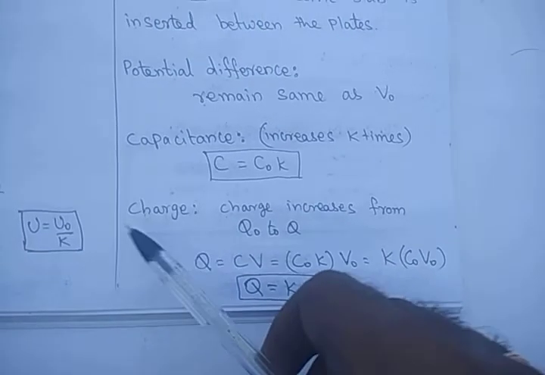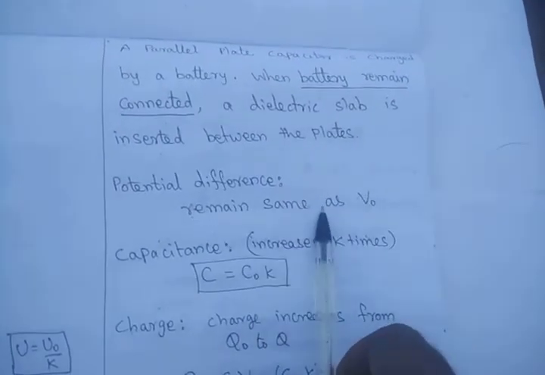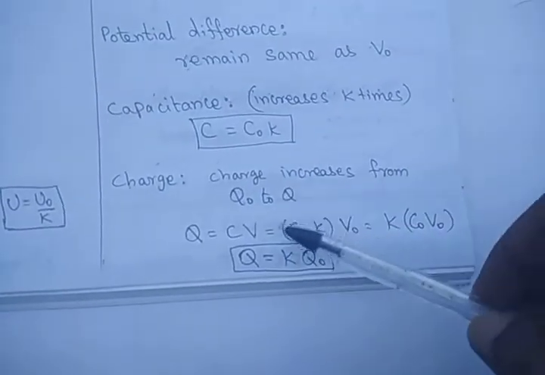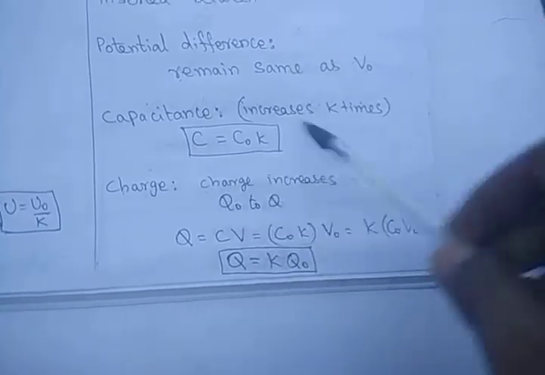In the previous case, the charge remained the same. In this case, the potential remains the same. But in the previous case, the potential changed. Here, the charge is also changed. So the charge increases from Q0 to Q. How can we arrive at that?